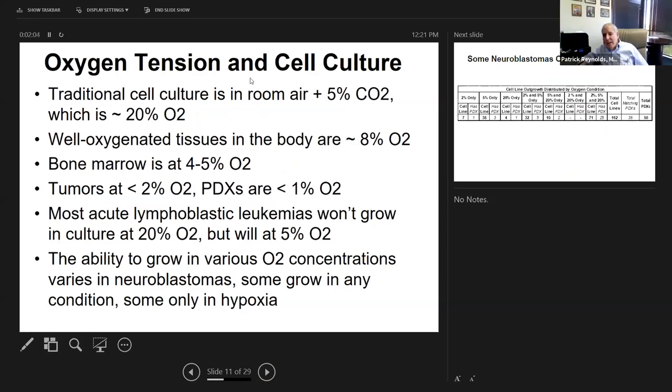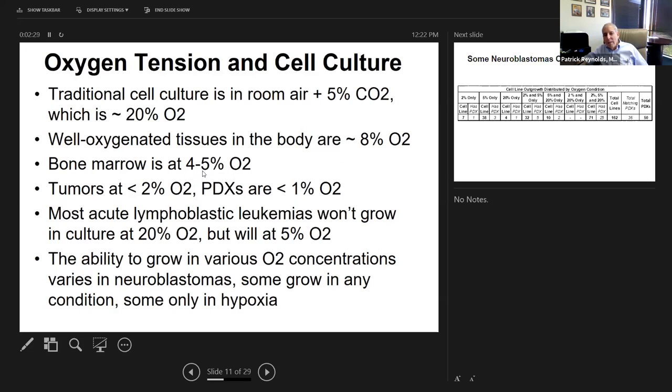So, oxygen tension in the cell culture, and why are we doing this? Well, traditional cell culture in room air is typically taking the room air plus 5% CO2, which is close to 20% O2, and there's nothing like this in the body. The well-oxygenated tissues are around 8% oxygenated in the body. Bone marrow, as I mentioned, is 4 to 5%.